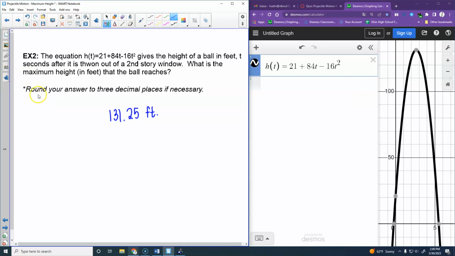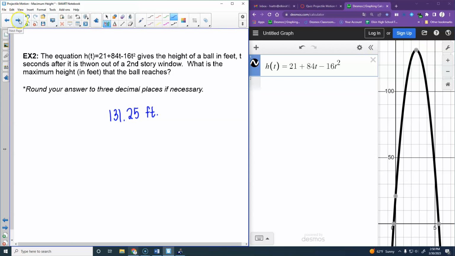Everybody okay here? Okay, what was the initial height of that pumpkin? 21. What was the initial upward velocity of that pumpkin? 84, right? So you may get asked some of those questions. You're just pulling them from the equation, if that's the case. Question? I was trying to write this down. That's fine. When you type this in over here, you're going to just go to that maximum point, and it's going to be the y coordinate. That's going to be your height.